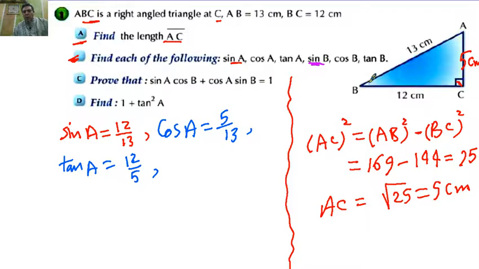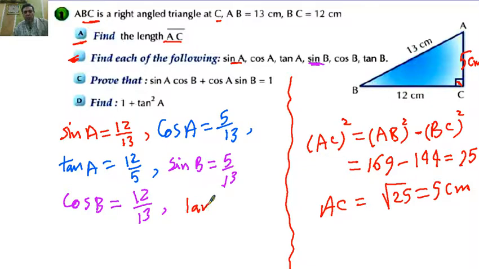Sine B, opposite 5 over hypotenuse 13. Cosine B, adjacent 12 over hypotenuse 13, 12 over 13. Tan B, opposite over adjacent, opposite 5 over adjacent 12, 5 over 12.